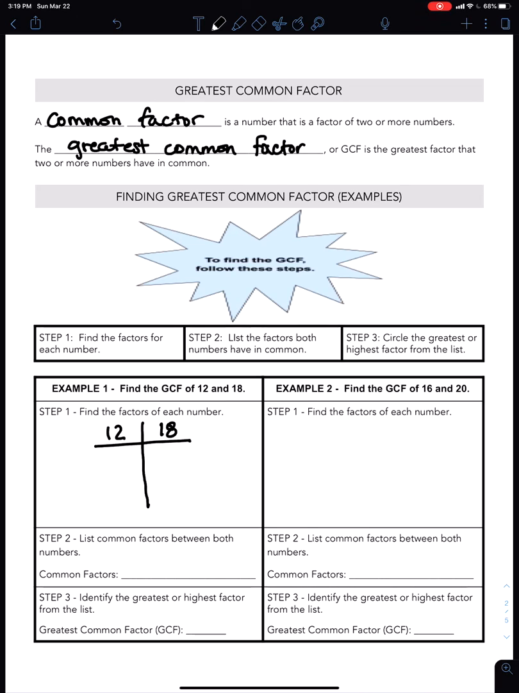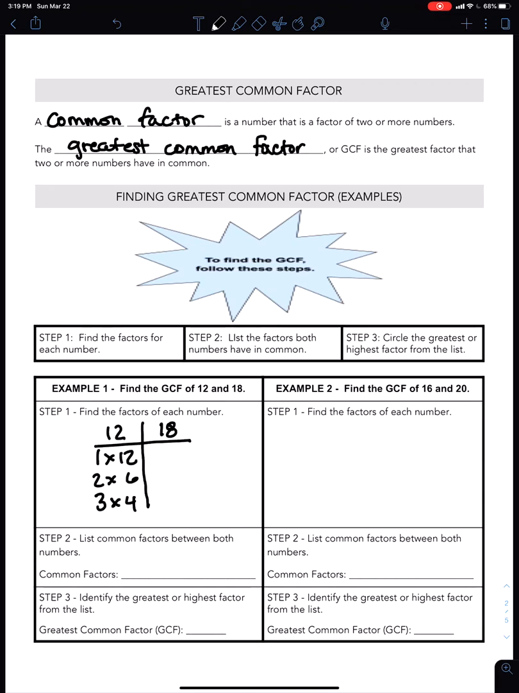Now I'm going to find the factors of each number. I'm going to say to myself, what two numbers multiplied to each other give us 12, and what two numbers multiplied with each other give us 18? What two numbers multiplied give you 12? We say 1 times 12. We say 2 times 6. And we say 3 times 4. And then there are no more.